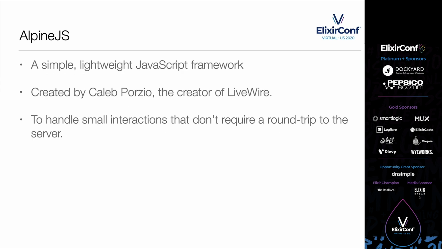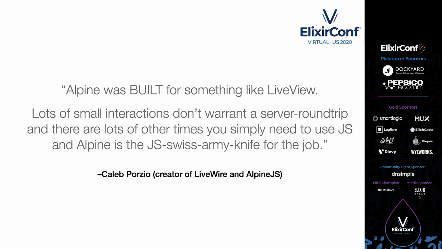AlpineJS is a simple, lightweight JavaScript framework made by Caleb Porzio, the creator of Livewire, a LiveView-inspired framework for PHP Laravel. As such, LiveView and Livewire have similar programming models, and they both use Morphdom on the client to update the actual DOM. Caleb created AlpineJS to be used with Livewire to handle small interactions that don't require a round trip to the server. Alpine was literally built for something like LiveView. As Caleb says, it's a JavaScript Swiss Army knife for client-side code.